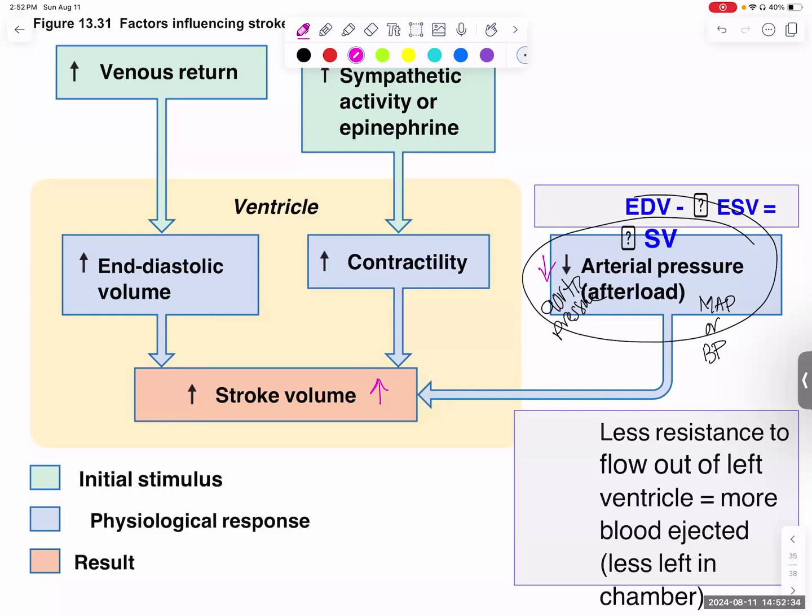But if the afterload goes up, if you start having a high afterload, that is going to lower stroke volume because that heart has to try to get a volume of blood into an already high pressure system. So you're shoving more blood into a closed system that has too much pressure in it.